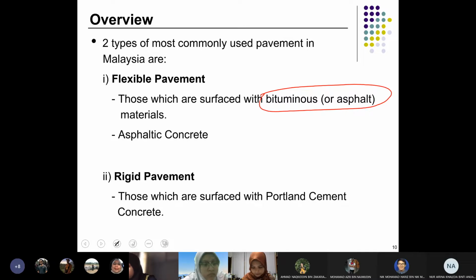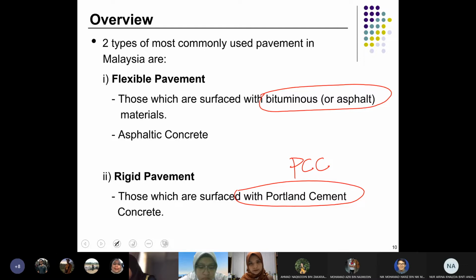And you have your rigid pavement. This is where you surface with Portland cement concrete. This is your PCC, material yang sama yang you guna untuk you buat bangunan. Okay, you nak buat wall, you nak buat beam, so you guna Portland cement kan? So namanya adalah Portland cement concrete.